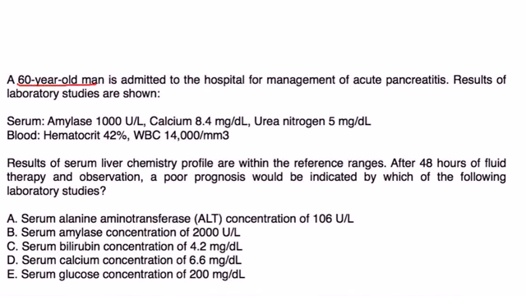A 60-year-old man is admitted to the hospital for management of acute pancreatitis. Results of the labs are as follows. Amylase of 1,000, calcium of 8.4, BUN 5, hematocrit 42, WBC 14. Results of serum liver chemistry profiles are within the reference ranges. After 48 hours of fluid therapy and observation, a poor prognosis would be indicated by which of the following lab studies? Well, you basically have to have Ranson's criteria memorized, unfortunately.